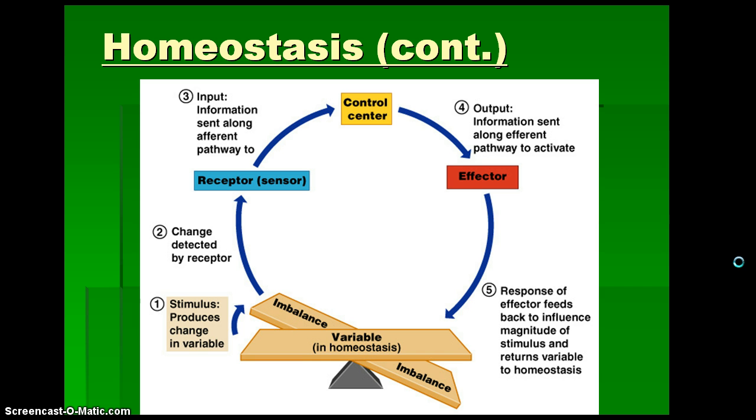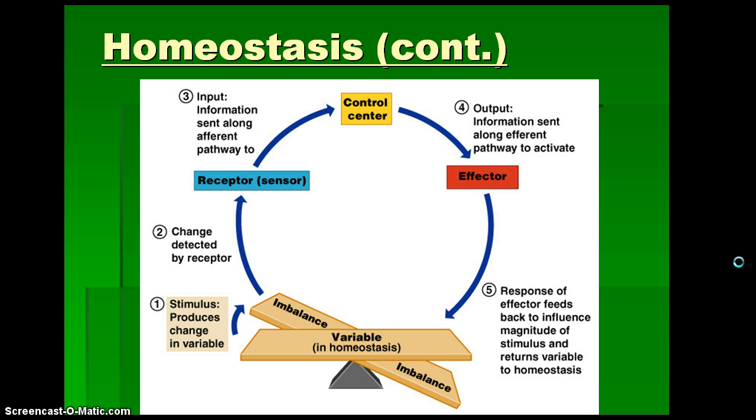Homeostasis can be explained very well through a feedback loop. This is an example of a feedback loop which can be broken into 5 key points. Your body is always in homeostasis, and then once an imbalance happens, typically neurologically or hormonally, but there are other stimuli that can produce variables. So the first thing that happens is there's a stimulus, which produces a change in your variable or your homeostasis, causing the imbalance.